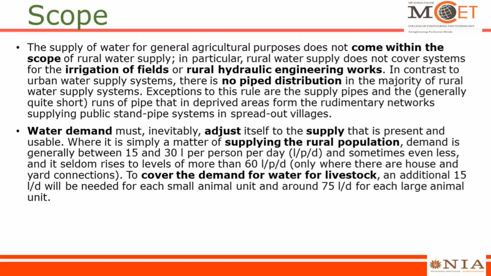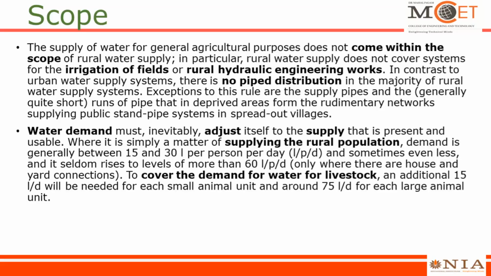So when you look at the impacts for the urban water supply scheme, you'll have a lot of piping system. So you have to take the impact caused by the corrosion of the pipes and impact of all the metals or materials with which the pipes are made on the water supply, right? So that will not come here. Water demand must inevitably adjust itself to the supply that is present and usable.